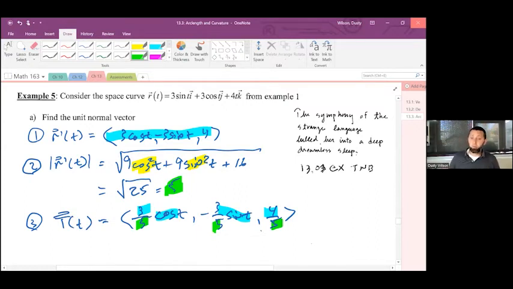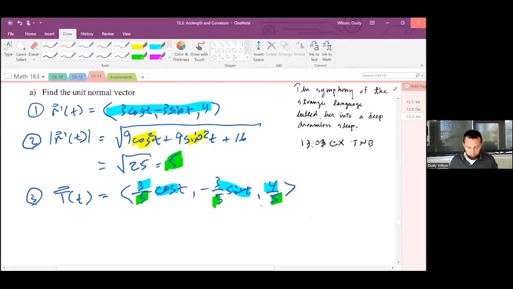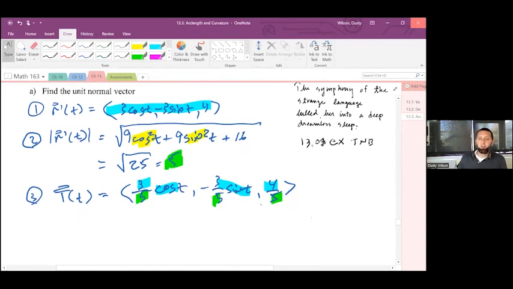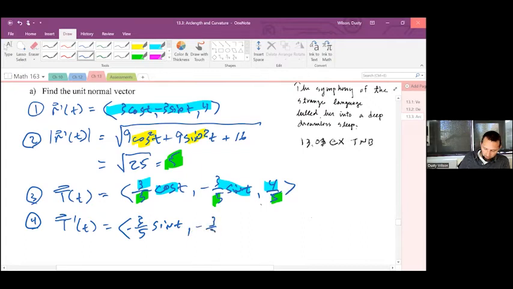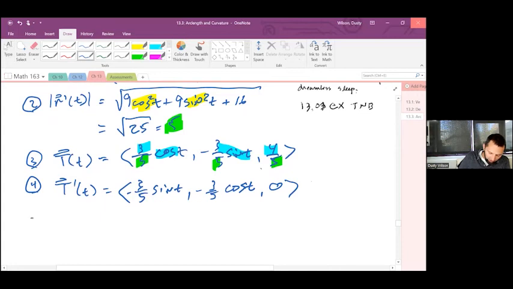So now we want the unit normal vector. To find the unit normal vector, we need to find the derivative of T. So we're going to find T prime of t, which is going to be the vector negative 3/5 sine t, negative 3/5 cosine t, and 0. In order to find the unit normal, we need the magnitude of T prime of t.